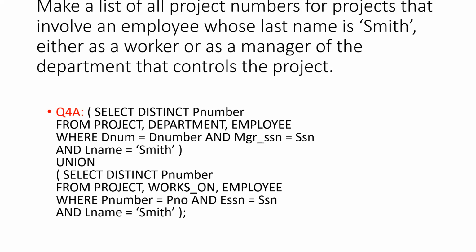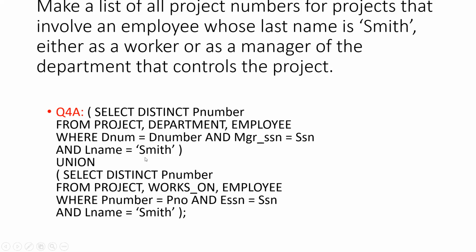So we can use a union operator to combine these two queries. This Q4A is a simple query. In the first section: select distinct P number from project, department, employee where D number equal to D number and manager SSN equal to SSN and the last name equal to Smith.